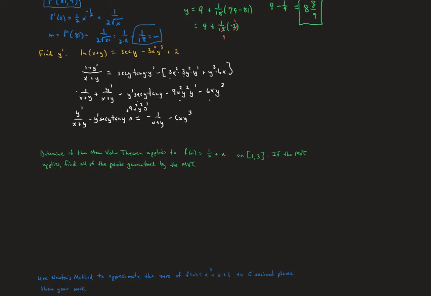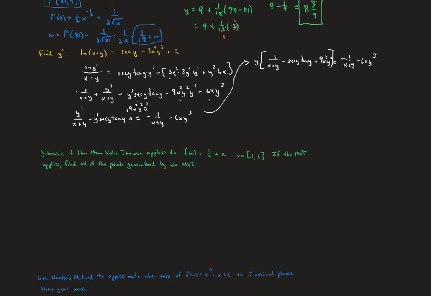Okay, let's move up here. I'm going to factor the y prime out of this stuff on the left side. That's going to leave us with a 1 over x plus y minus the secant y tangent y, and then that plus 9x squared y squared that I'm trying to shoehorn in there. Then our equals, close that off. That's equal to, on the other side, our negative 1 over x plus y minus 6xy cubed.